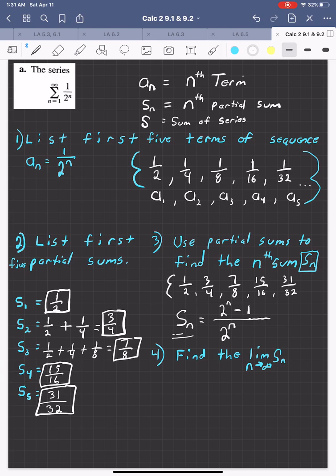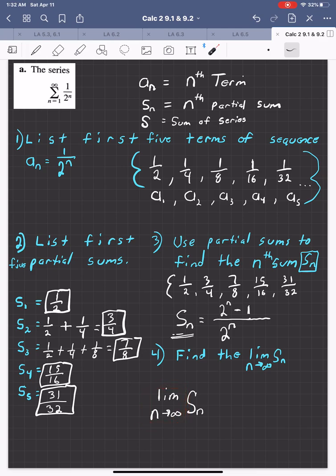S sub n, the nth partial sum. Then the idea is, okay, well, the nth partial sum is great because it can tell me the sum, and all I have to do is give it a term, which term of the sequence I'm at. But since we are looking for the sum of the entire series, right? We're looking for the sum from 1 to infinity. Then we're going to go back to the idea of using the limit, and we're going to take the limit as n goes to infinity.